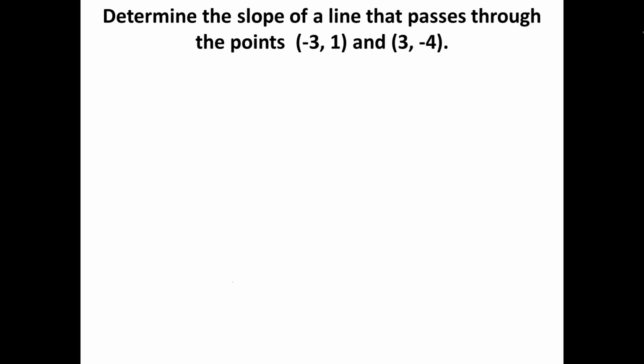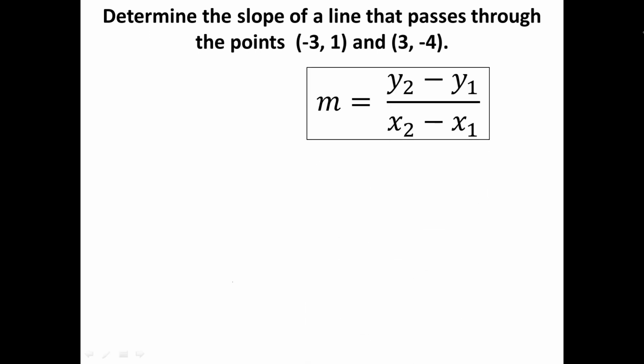So we know that the slope of a line formula is y sub 2 minus y sub 1 over x sub 2 minus x sub 1. So that is the given, or the constant, slope of a line formula. So we have a solution here.